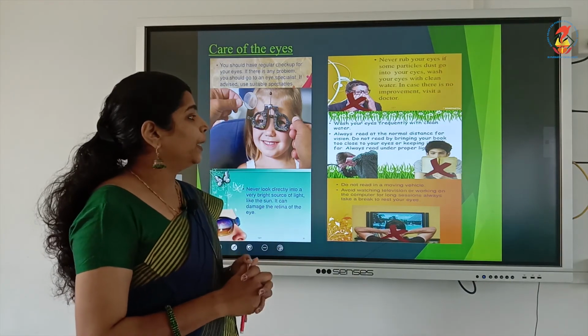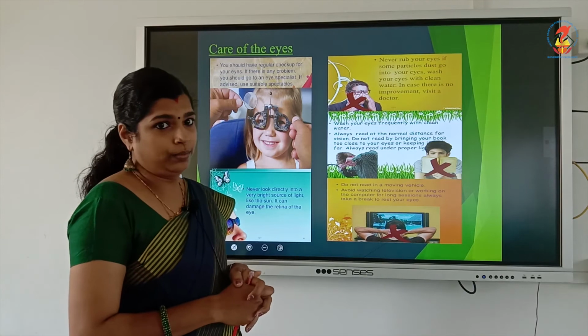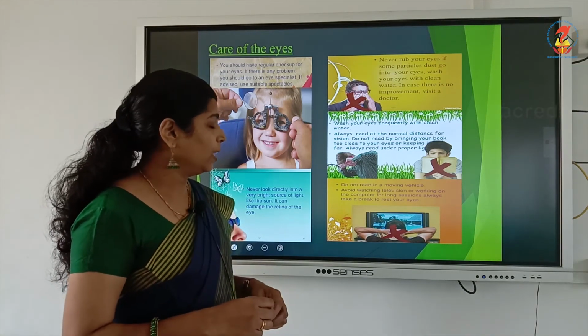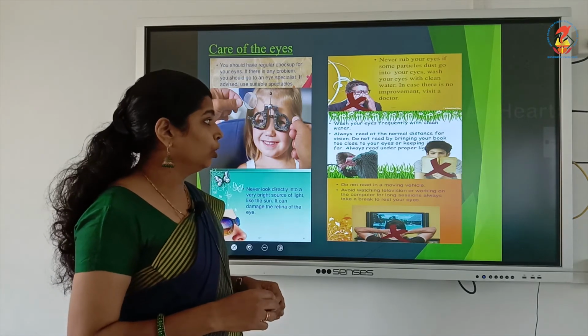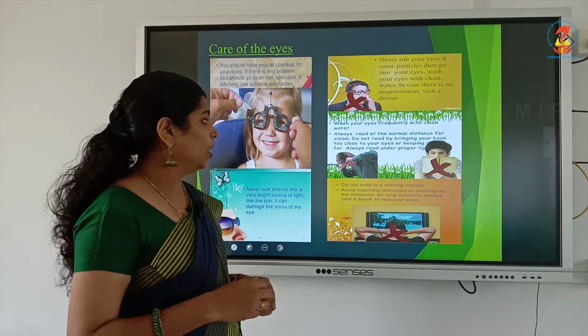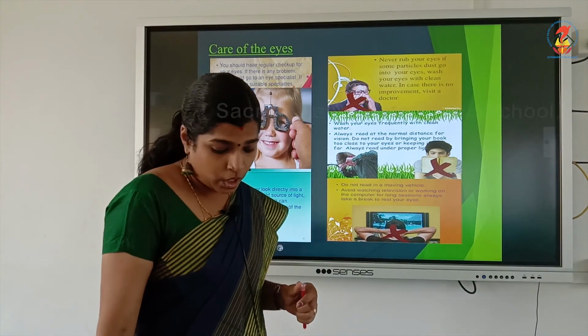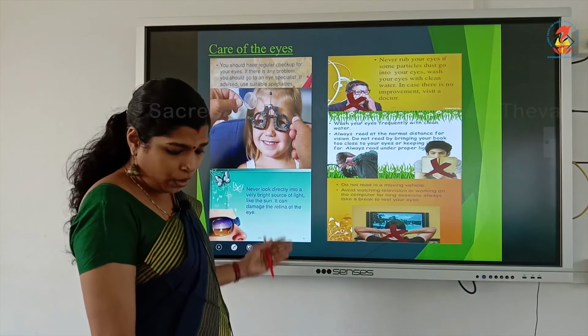Then do not read in a moving vehicle. Avoid watching television or working on a computer for long sessions. Always take a break to rest your eyes. So, in this way we can take care of our eyes.